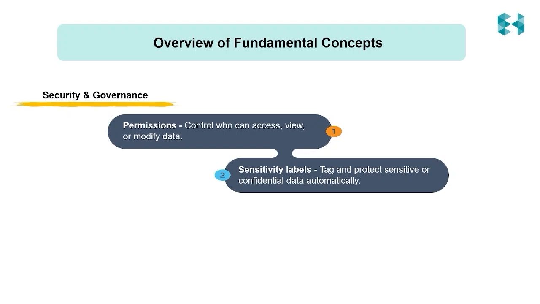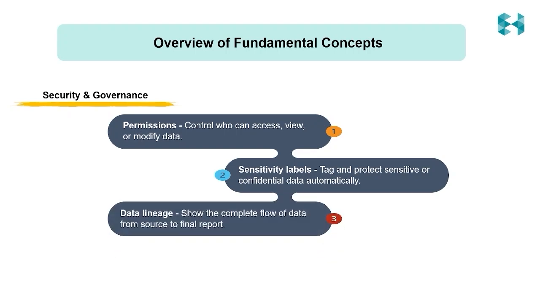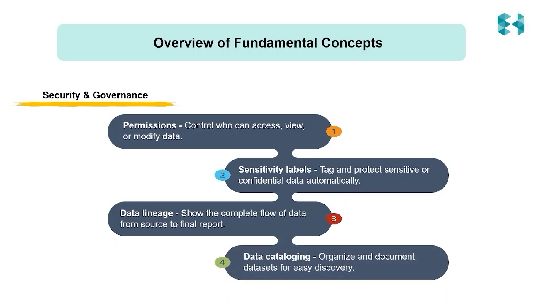Next we have data lineage. It shows the complete flow of data from source to final report. Finally, data cataloging. Organize and document datasets so users can easily discover and understand them.